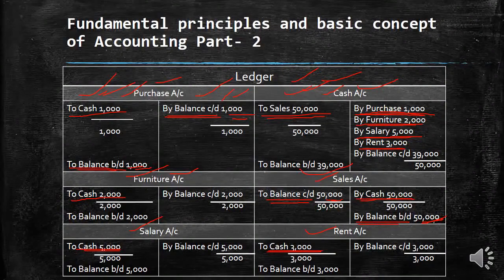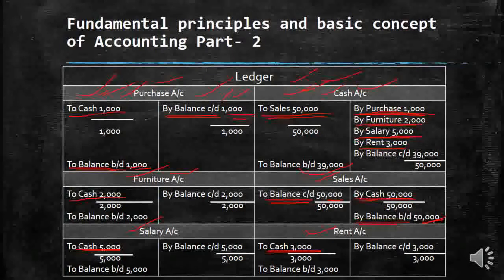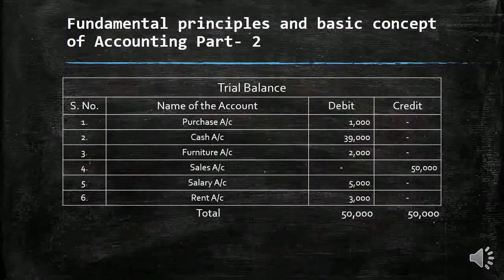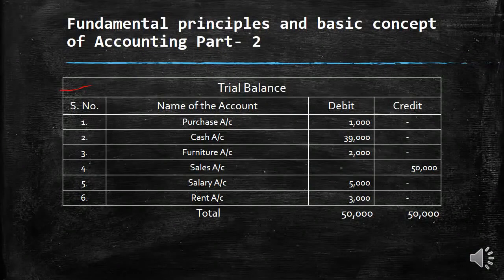Now we will check the accuracy of the ledger by producing a trial balance. For that, we have to go to the next slide. Here we are seeing a trial balance. It has 4 columns. The first one is for the serial number, the second one is for the name of the account, the third one is for the debit amount, and the fourth one is for the credit amount. So the first account is the purchase account, and if we check the ledger, then we will see that the purchase account had a brought down balance of 1000 on the debit side. So we will write 1000 in the debit column of the trial balance for the purchase account.